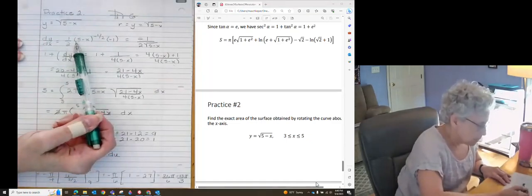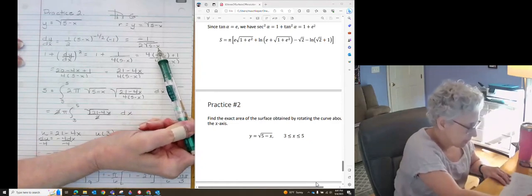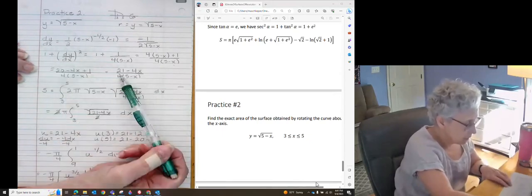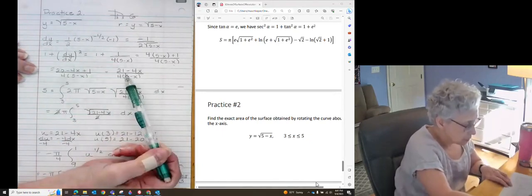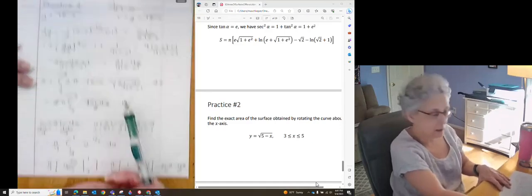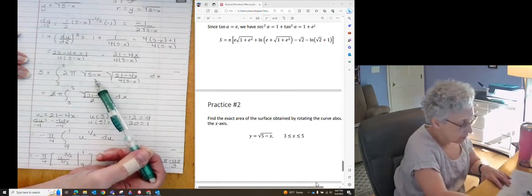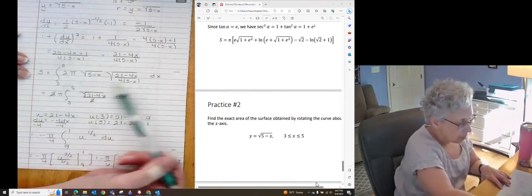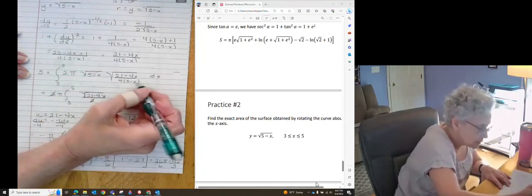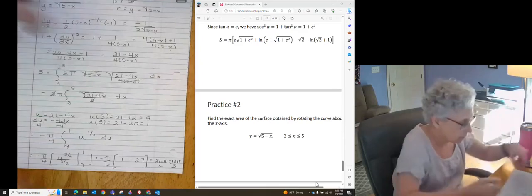So I found my derivative, negative 1 over 2 times the square root of 5 minus x. I squared it and added 1. I ended up with (21 minus 4x) over 4 times (5 minus x). I took the integral from x is 3 to x is 5. I multiplied r times the arc length portion. Then this 5 minus x canceled with that 5 minus x because it's really underneath the radical.